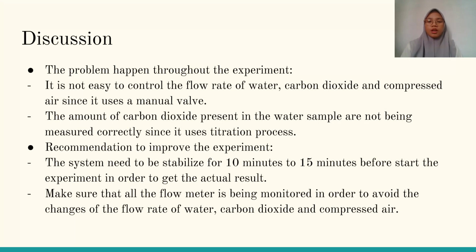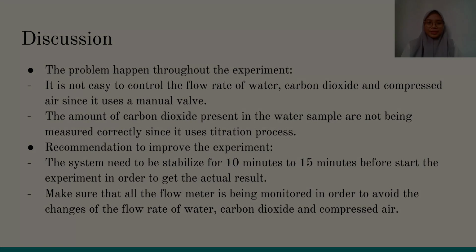Then we need to make sure that all flow meters are monitored in order to avoid changes in the flow rates. In this experiment, there are 3 types of flow rates that we monitor: first is compressed air, second is carbon dioxide, and the third is the flow rate of water. So the flow meters need to be monitored by each of us to make sure that the flow rates of water, carbon dioxide, and compressed air are at constant levels throughout the experiments. So I think this is all about the discussion, and thank you.